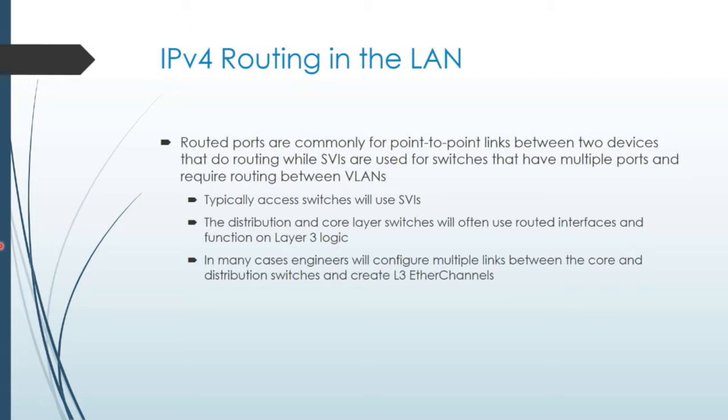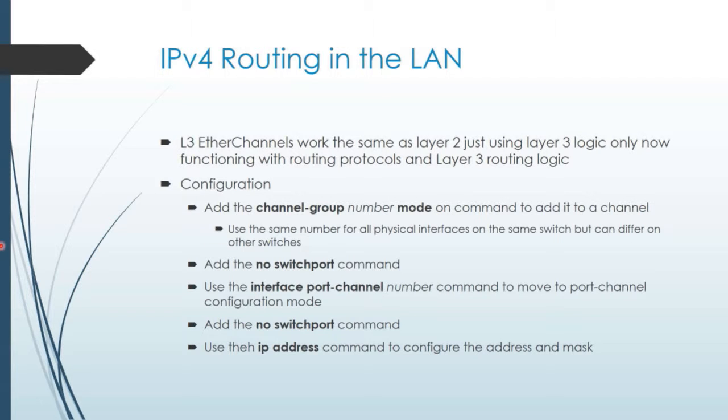And in some cases, engineers will configure multiple links between the core and distribution switches and then create layer 3 or L3 EtherChannels. Now, we've talked about EtherChannel before, but we discussed it in relationship to layer 2 EtherChannels. Layer 3 EtherChannels work the same way as layer 2, they just use layer 3 logic. So that means they now use routing protocols and routing logic. But it's the same concept. And so if you're using routed interfaces between your distribution and core switches, then it's a benefit to you to have multiple connections between those switches, multiple routed interfaces.